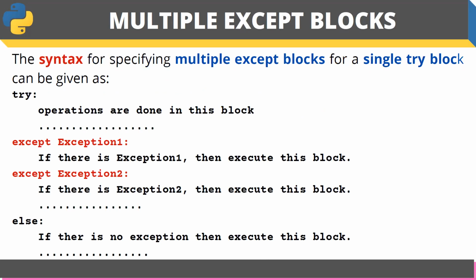So this is the syntax for specifying multiple except blocks for a single try block. It is given as try. Here we can give the operations that are to be done in the block, and except exception 1: if there is exception 1, then execute this block, and except exception 2: if there is exception 2, then execute this block. Likewise, we can write multiple except blocks. Then finally, the last is the else block. If there is no exception, then it will execute this else block.